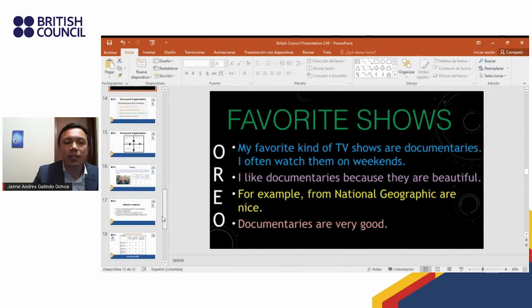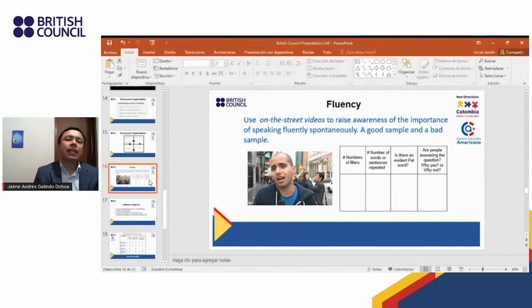And the same applies for fluency. When we talk about fluency, we could say that if we teach students and teachers have clear the concept of what is a filler, what is a repetition of words, what is a pet word, they could, for example, show a street video and ask students through a little chart to say what the number of fillers is in the video of that speaker, or how many times he repeats, or if the person is answering the question or only going around ideas. So these are just a couple of strategies that came up when we showed that framework to teachers.